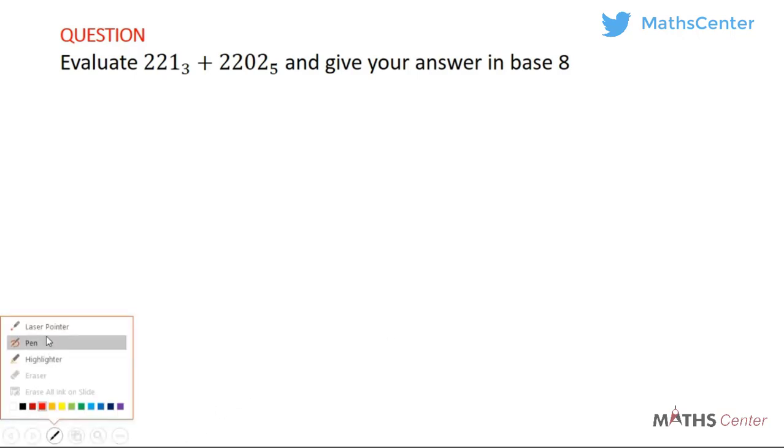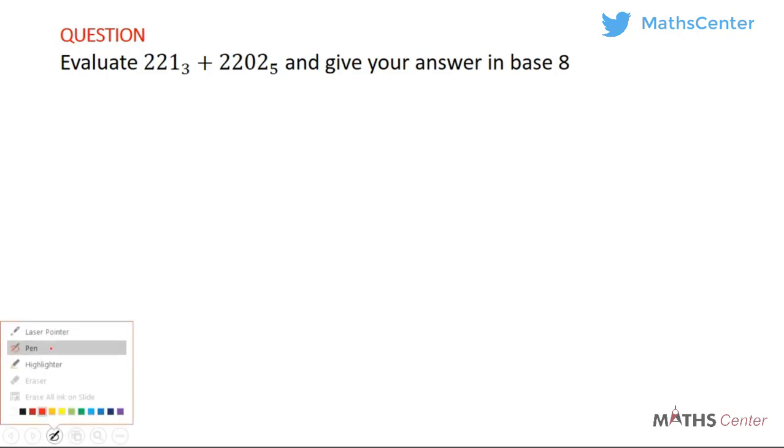Here's an example. Evaluate 221 base 3 plus 2202 base 5 and give your answer in base 8. Now look at what we are supposed to handle here. We have 221 and it's in base 3. We have 2202 and it's in base 5. In the previous video, the two numbers we were adding were all in the same base. This time, this is in base 3 and this is in base 5. So we can't add them straight away.